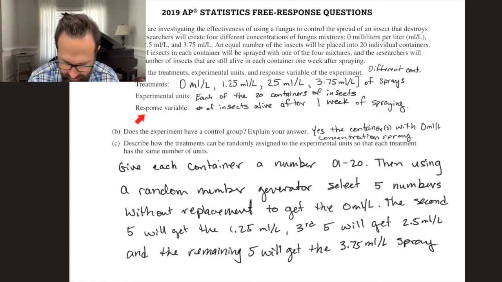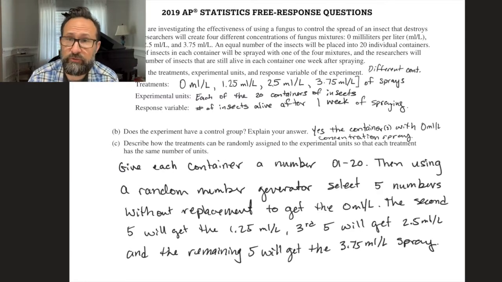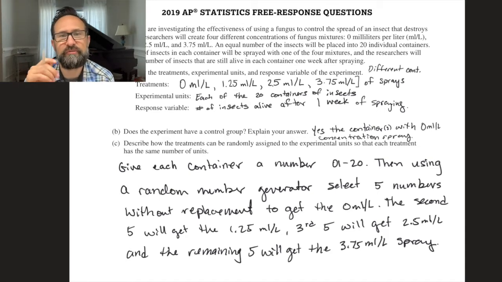In part 3, or the response variable, it was the number of insects that were going to be alive after 1 week. That was pretty self-explanatory. It kind of told you, what are we going to be counting? Once we're all done, once it's all finished, what are we going to be counting up? What are we going to be actually recording? That's the response variable.